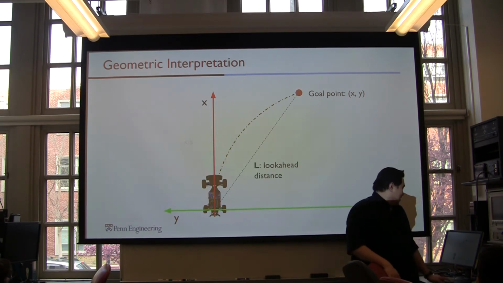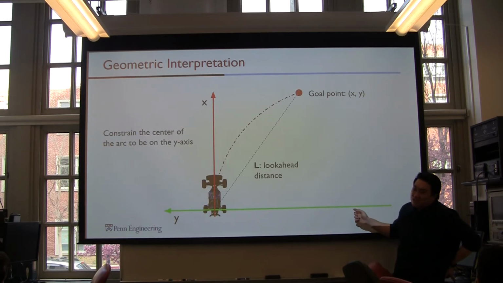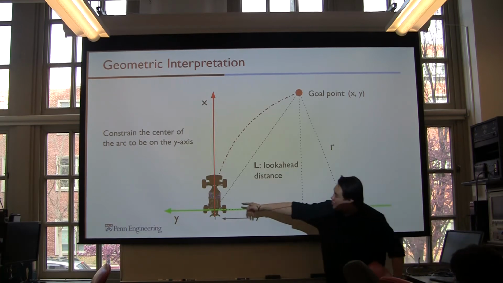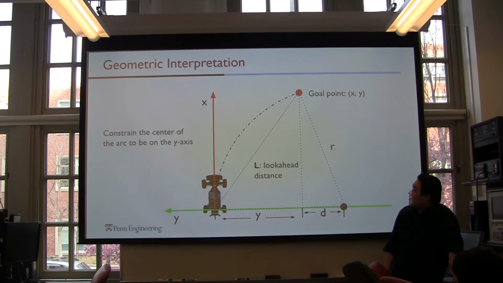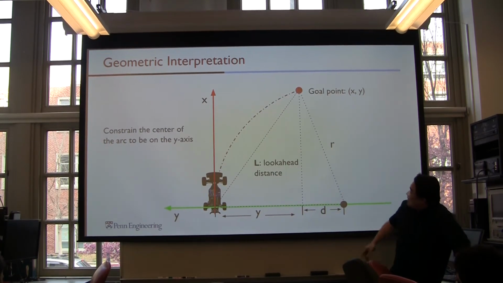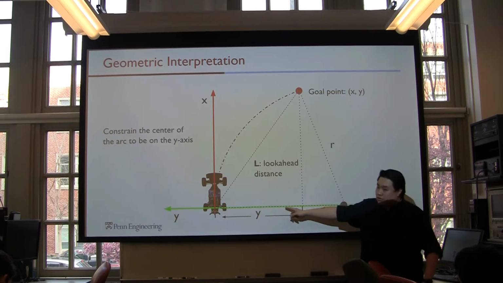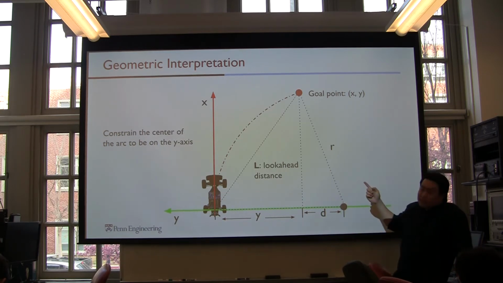Yeah. So what we do is we just constrain the center of the arc to be on the y-axis of the vehicle. So the arc here is going to be tangent to your axis. That will constrain the arc that you'll have. We put the center here, and we'll have a radius for the arc. And then this is the absolute value of y of your goal point, and this is the absolute value of x of your goal point. Is this clear? Any questions?